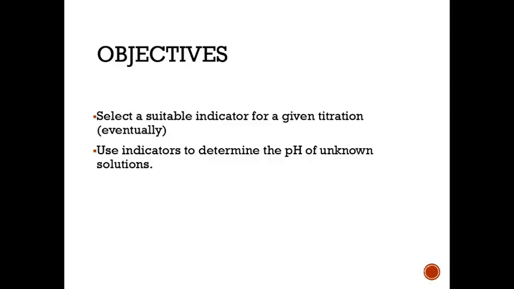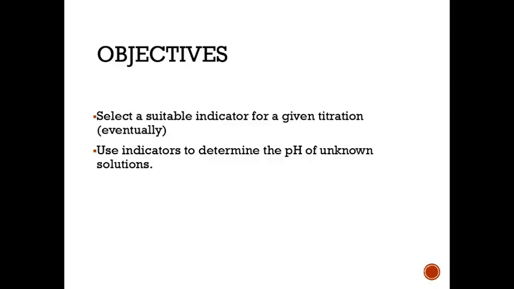Now we're shifting to what success looks like for you in this unit. Your first criterion is that you'll be able to take an indicator chart, which shows you which colors correspond to which pH values, and use it along with data you're given to figure out the pH of an unknown substance.